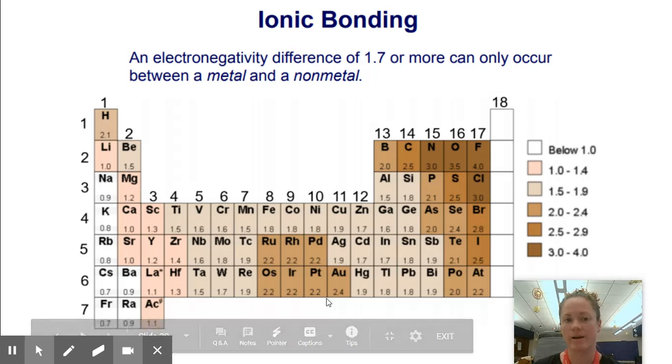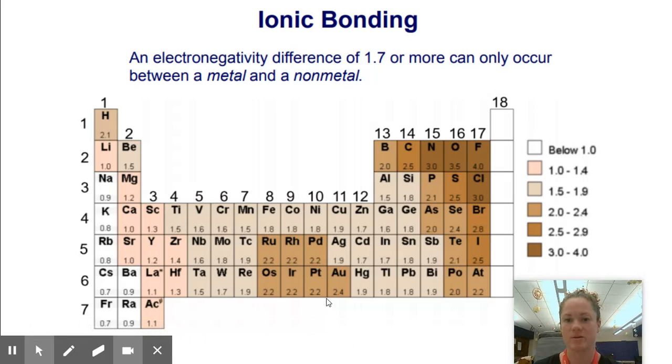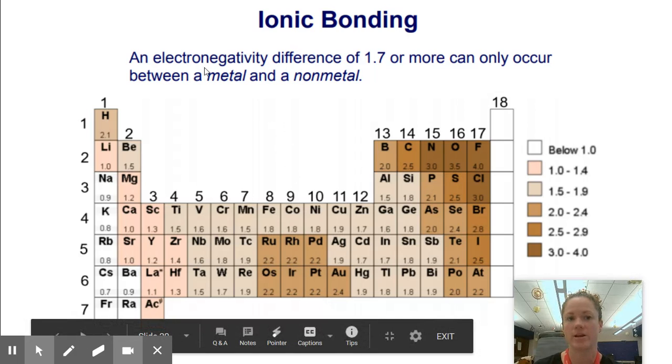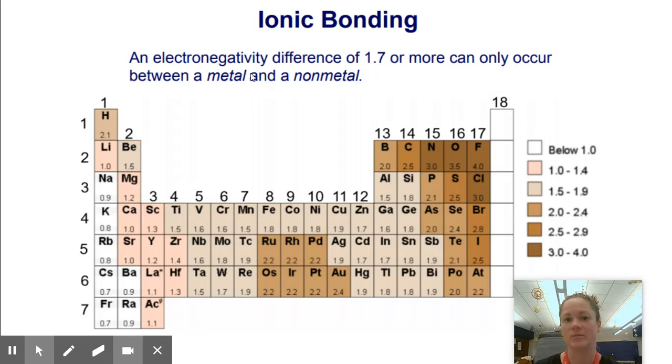This is more high school, college level, so this isn't something we really need to look at, but scientists are able to use the periodic table, with different colors that represent how attractive they are, so we can use electronegativity to determine how they are going to bond.